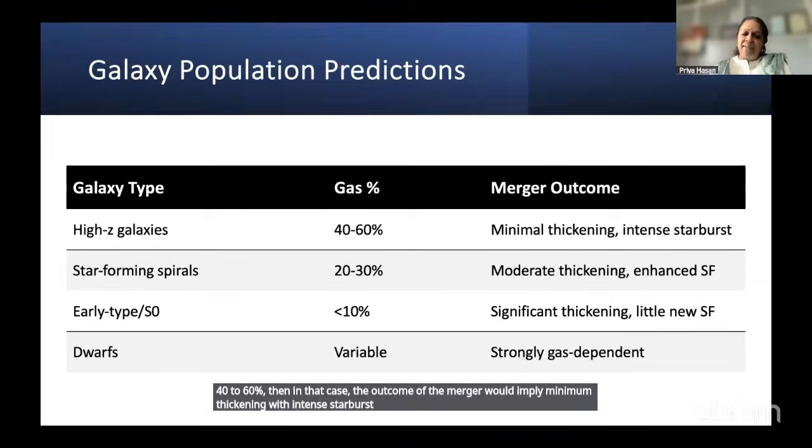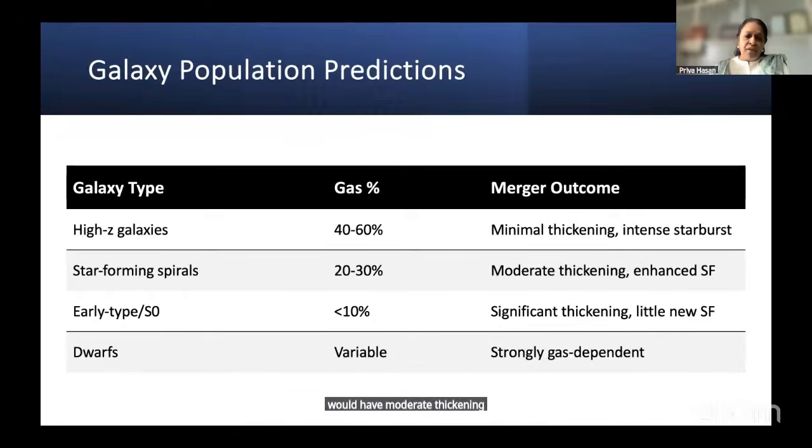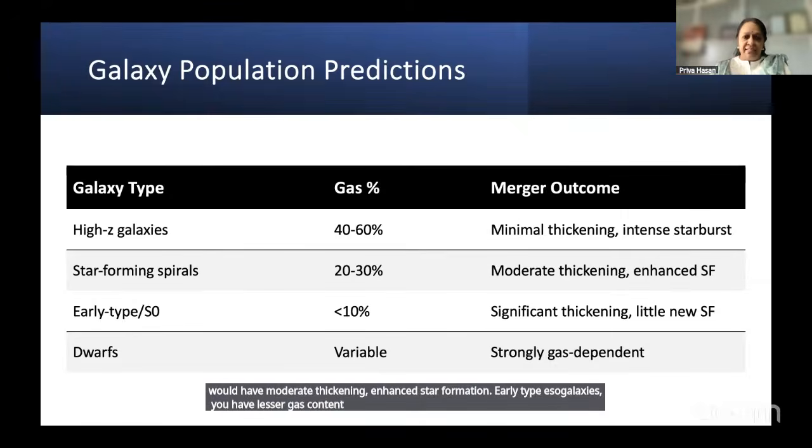Star-forming spirals typically have 20 to 30% gas, and therefore for these you would have moderate thickening and enhanced star formation. Early-type S0 galaxies have lesser gas content, less than 10%, so you'd have significant thickening and low star formation.